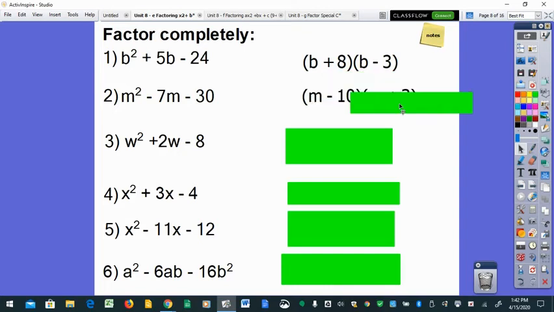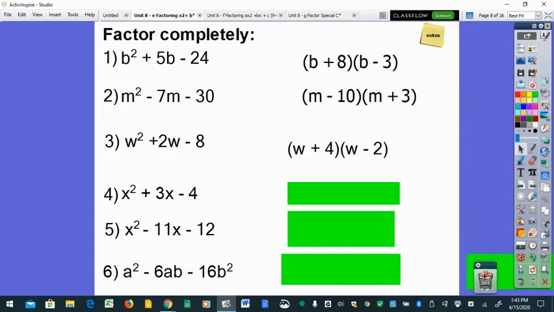The next one should be m minus 10 and m plus 3. The -10 times the 3 is giving me a -30. And when I look at the outer, I've got a positive 3m, and the inner is a -10m. A positive 3 and a -10 is going to give me that -7m. So what I often do is I'm really looking at what I call the OI, the O and the I, and am I getting the right number, and am I getting the right sign?